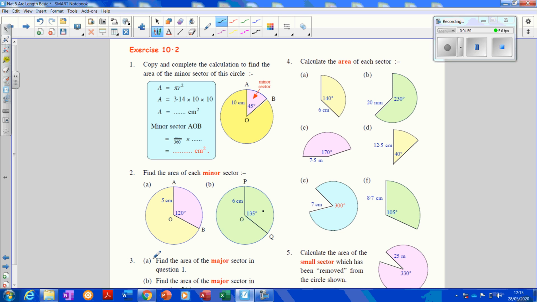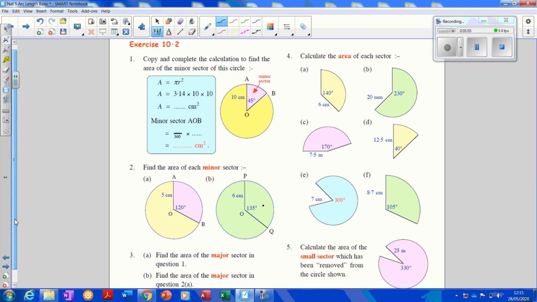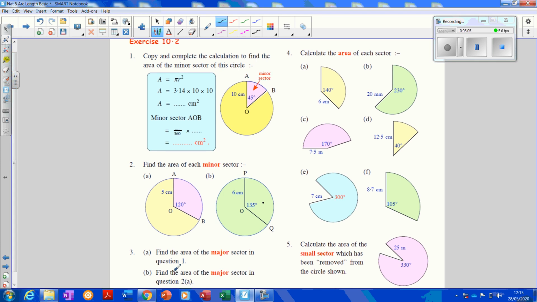And down at the bottom, it says find the major sector of each of those. I'll move this up a wee bit so you can see the bottom bit. And find the area of the major sector in question 2A. So you have to do that one, and then you have to do that one and that one. Okay, those ones, the full circle's not shown in these ones, so it doesn't have to talk about major or minor arcs, because there is only one there. Or sectors, I should say, not arcs. So work your way through all of them.